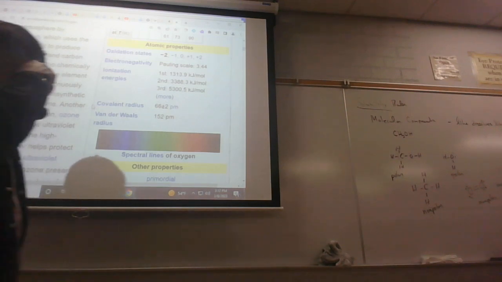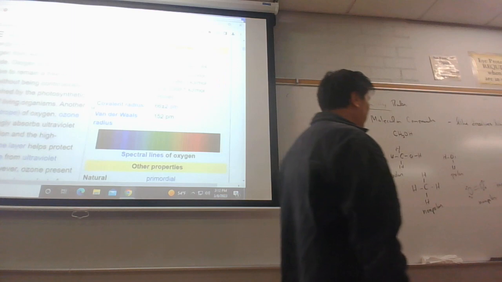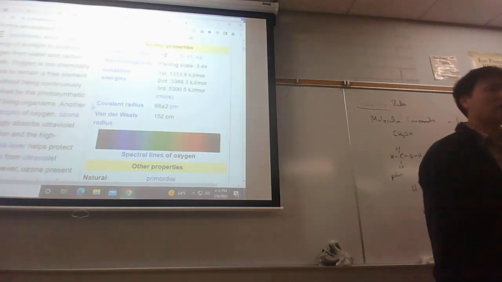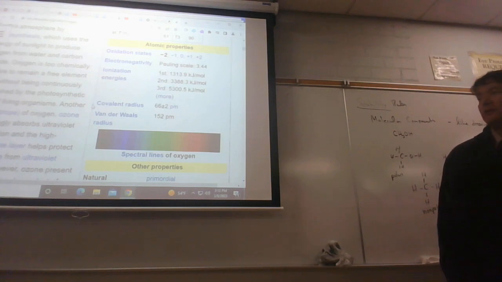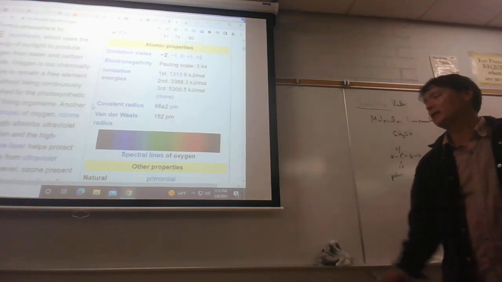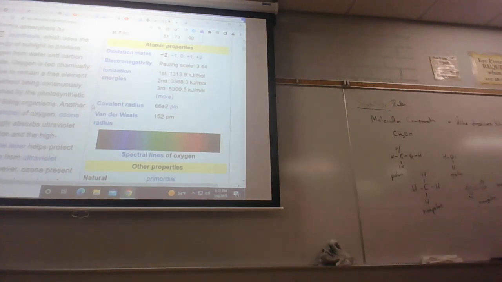Paramagnetic or magnetic mean? Well, if it's attracted to magnets or not attracted to magnets. So paramagnetic materials would be attracted to magnets. And so oxygen's paramagnetic, it's attracted to magnets.